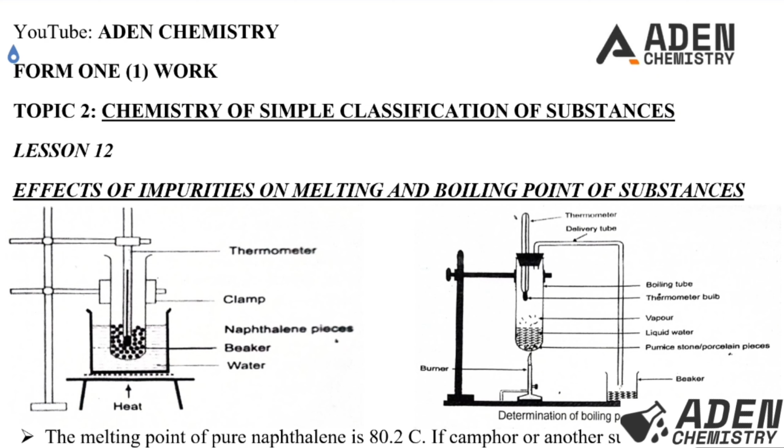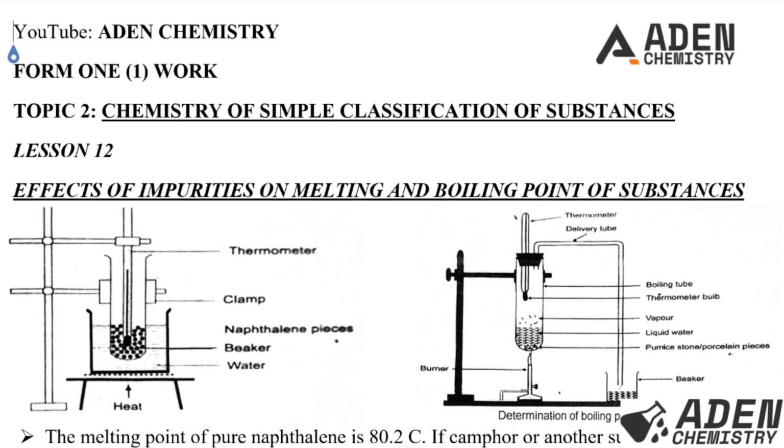Hello students, welcome. Previously, in lesson 11, we were dealing with the kinetic theory of matter. Today, in lesson 12, we want to go through the effects of impurities on the melting and boiling point of substances.